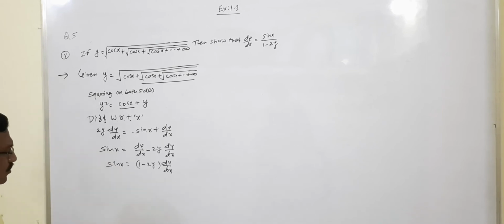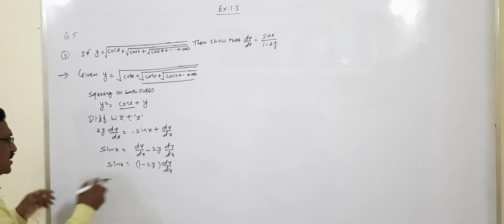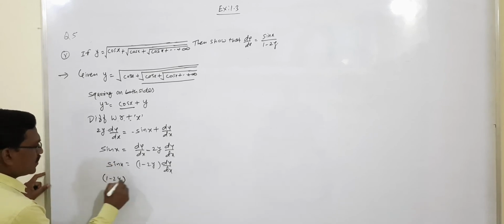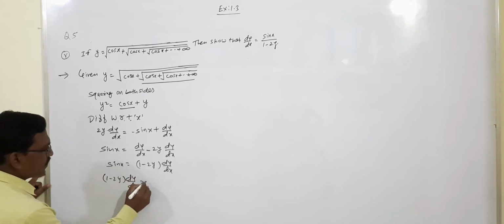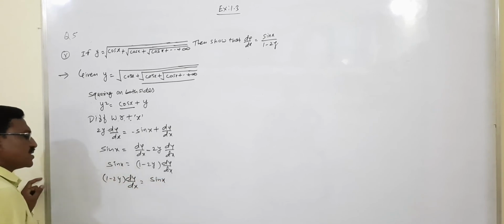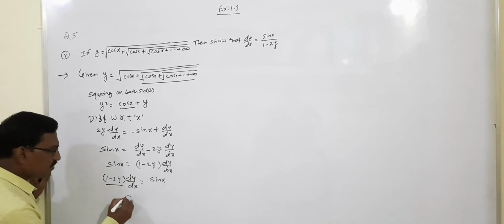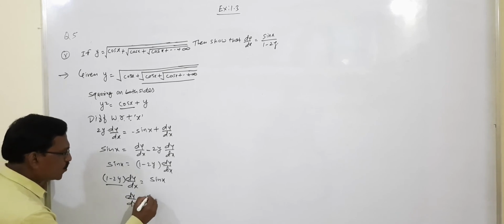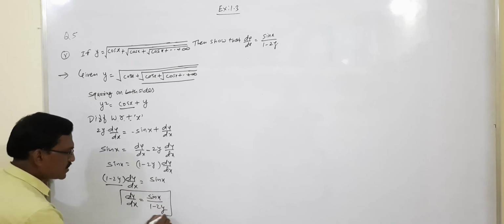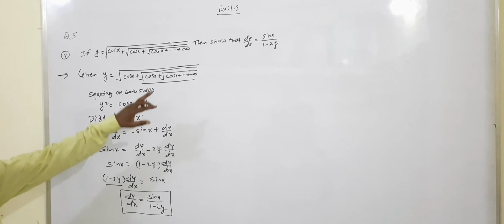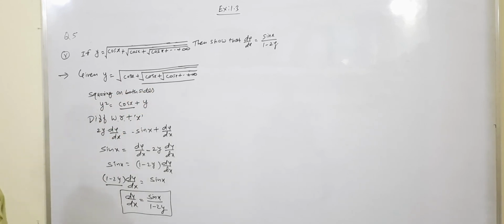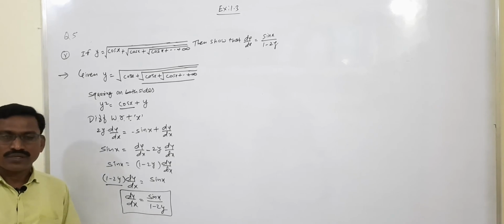Now, for suitability we interchange its side here. 1 minus 2y into dy by dx is equal to sin x. We interchange its side. Now take this bracket to the right hand side. dy by dx is equal to sin x upon 1 minus 2y, and hence we have to show that dy by dx equal to sin x upon 1 minus 2y. Hence we have shown that.